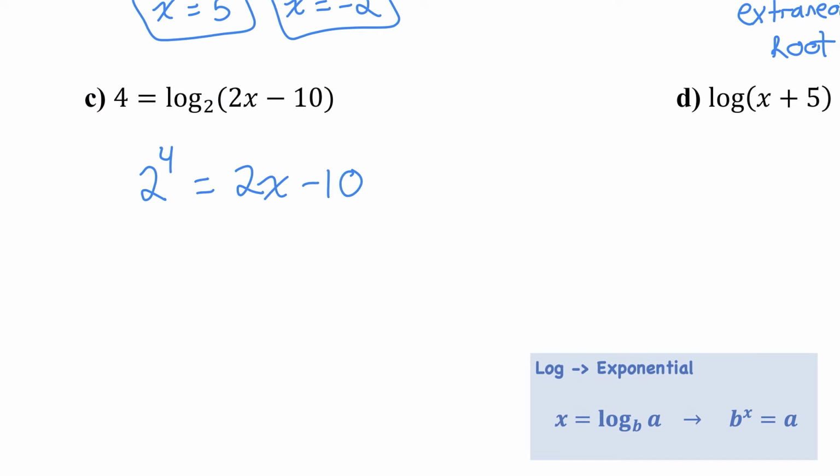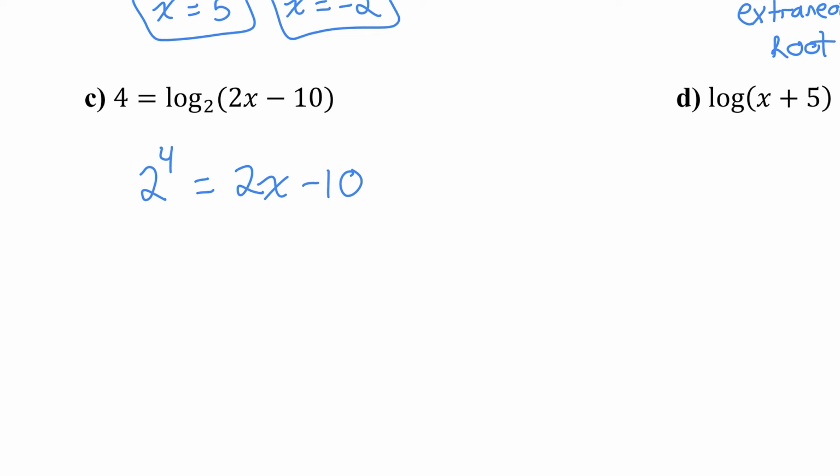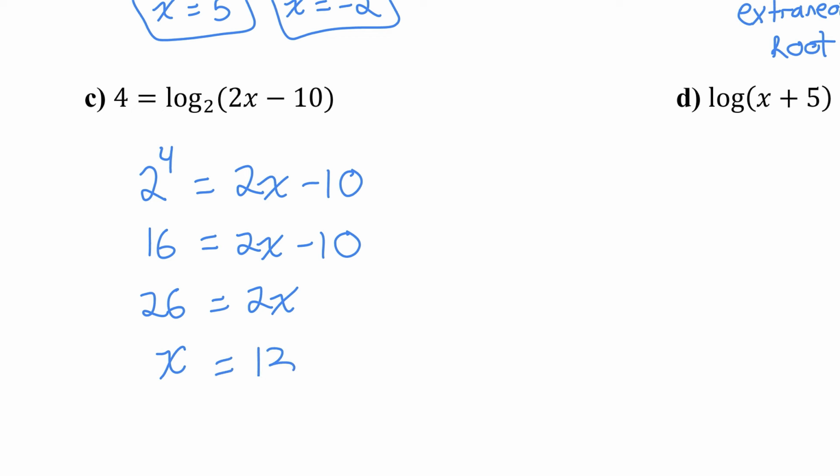And now this is just a linear equation to solve. 2 to the power of 4 is 16. I'll move this negative 10 to the other side by adding 10 to both sides, and that gives me 26 equals 2x. Divide both sides by 2, I get x equals 13.